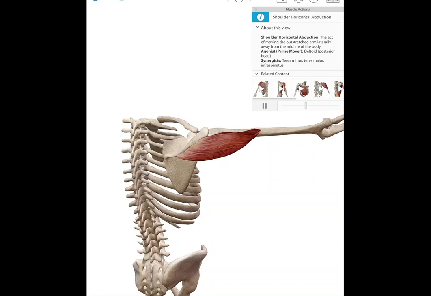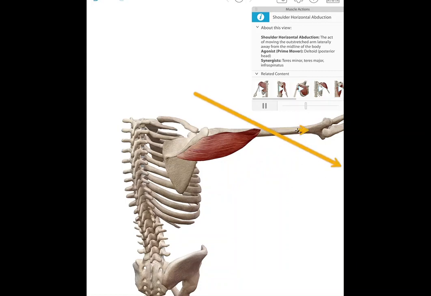Now we're going to look at glenohumeral horizontal abduction. Just note that horizontal abduction and adduction can only occur if the GH joint is abducted in the frontal plane to 90 degrees, and then it is going either towards the midline or away from the midline. We're talking about horizontal abduction, so away from the midline.